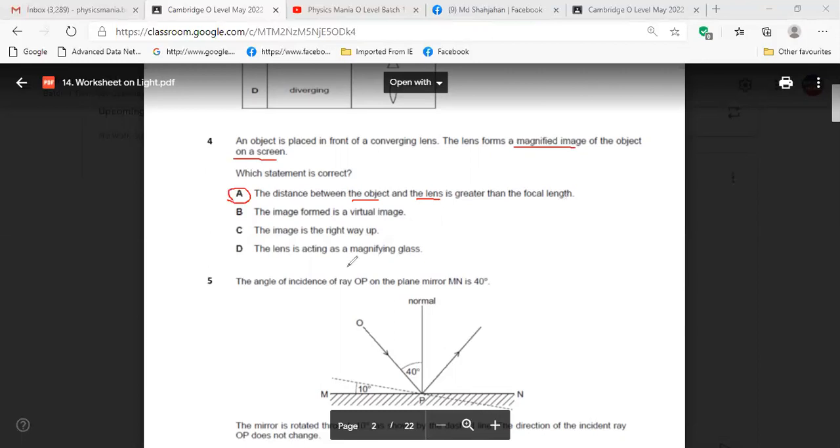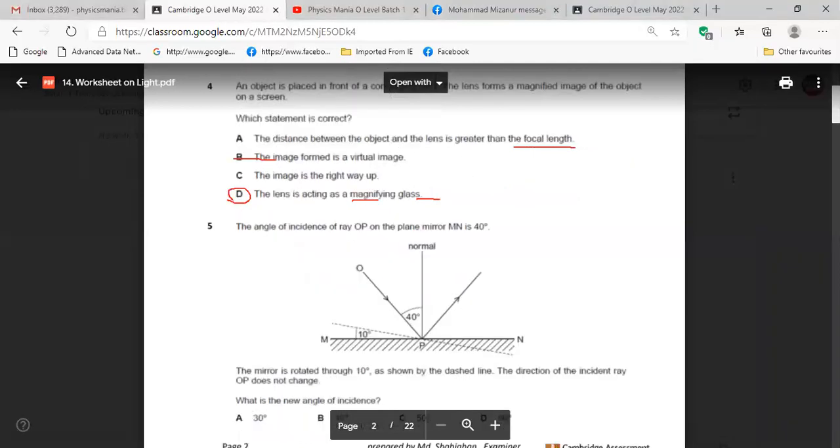And the other options you see, those are showing about the virtual image. Right way up is a virtual image property, and it is magnifying glass. So all three properties are for magnifying glass, which cannot be shown on the screen. Is it clear now? Yes, sir. It's also a tricky question.